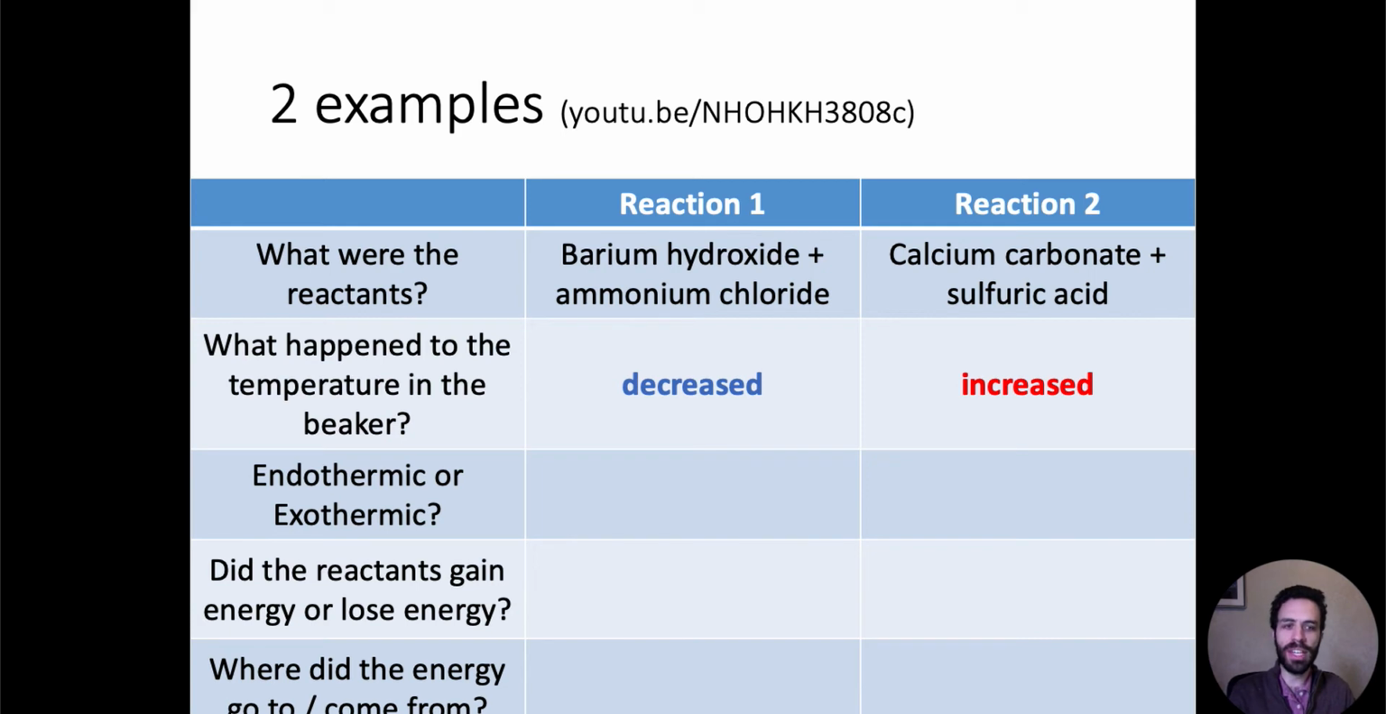By the end of this video, you should be able to answer, were these reactions endothermic or exothermic? Did the reactants gain energy or lose energy? And where did the energy go to, or where did the energy come from? We'll come back to these questions at the end of the video.